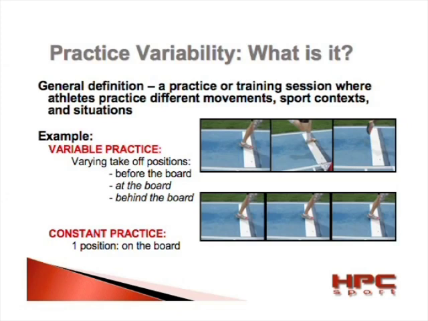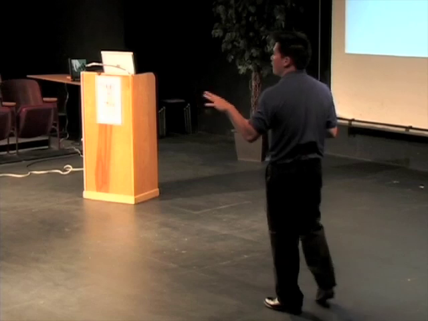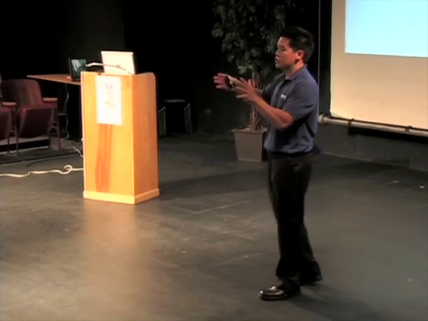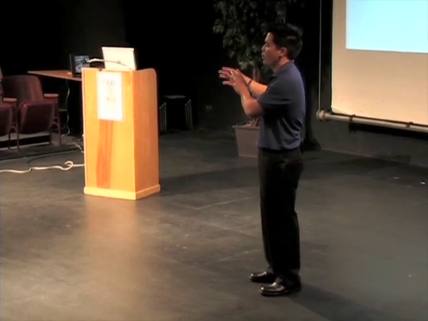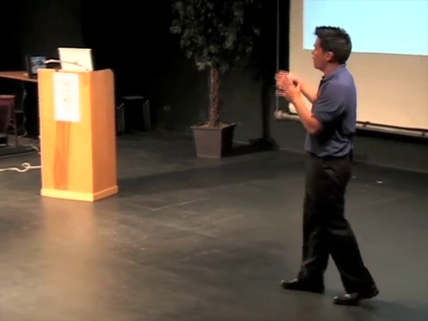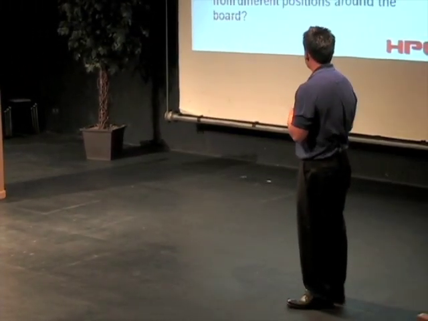So constant practice right here. This is an example of constant practice where it's just the same position on the board over and over again. I apologize about that image, so I'll just cut to the chase. Motor learning research says variable practice is better for learning than constant practice. And what I mean by learning is the transfer from a practice situation to a competition situation, or from a practice situation to a test situation. What carries over the best is this variable practice type of learning situation.